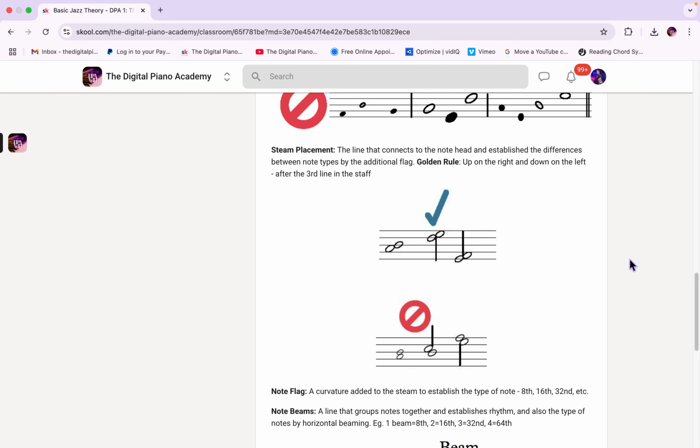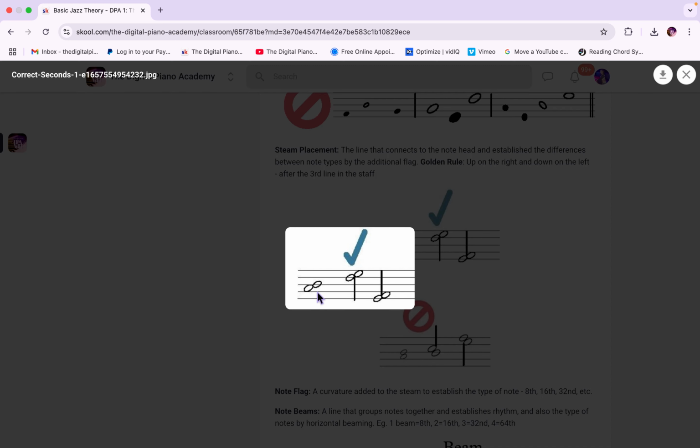Then you have stem placement, the line that connects to the note head, and it establishes the differences between note types by the additional flag. So the golden rule here is up on the right and down on the left after the third line on the staff. So if you see here, after you get to the third line, you want to move in this direction. Now, if you have a group of notes, it actually doesn't really matter. But when you have singular notes moving in a certain direction, then this matters a little bit more.